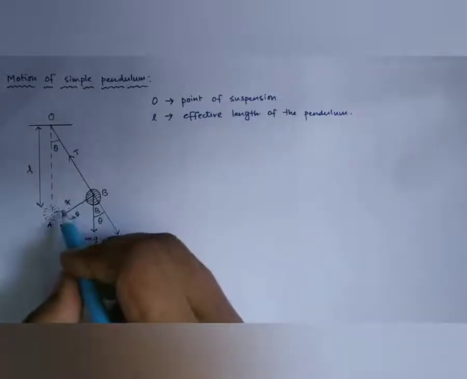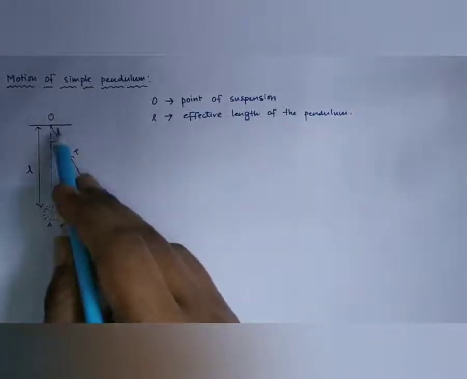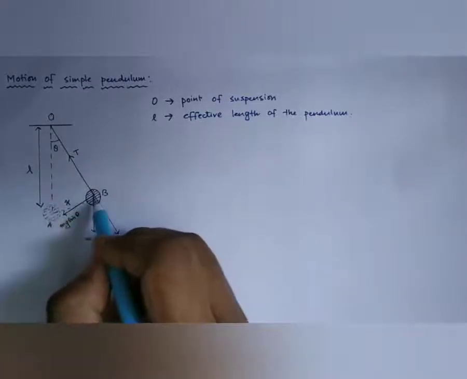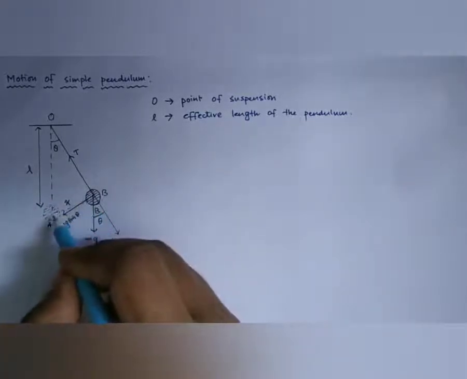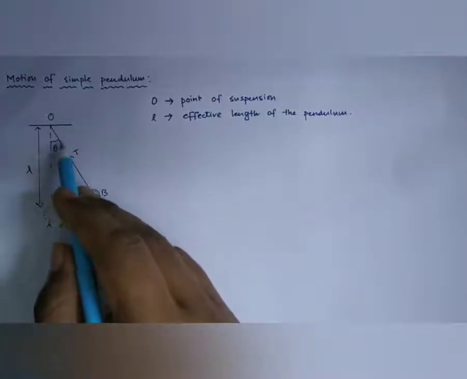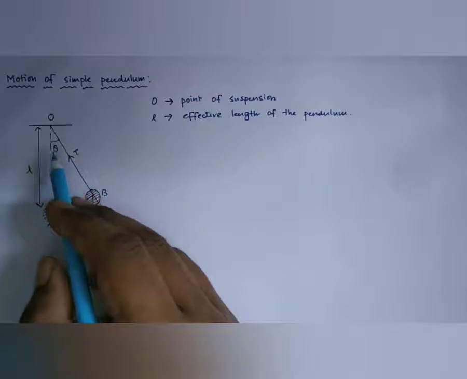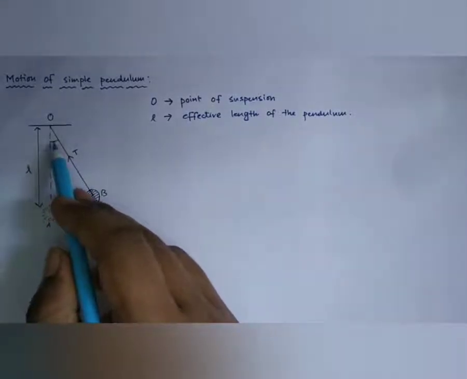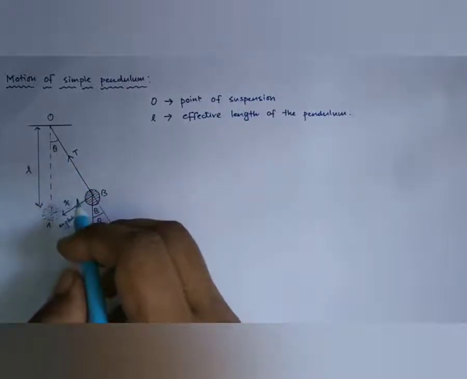Now if we consider we have displaced the bob from the position A to position B, suppose the length from A to B is x, the angle is theta. It should be remembered that this angle should be less than 4 degrees to maintain the motion simple harmonic.